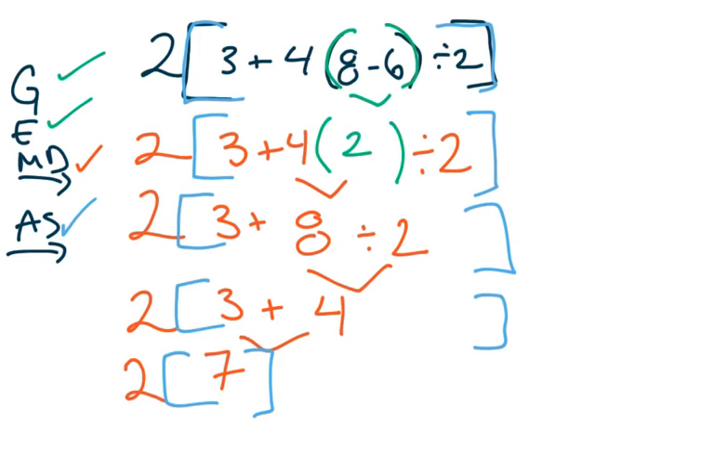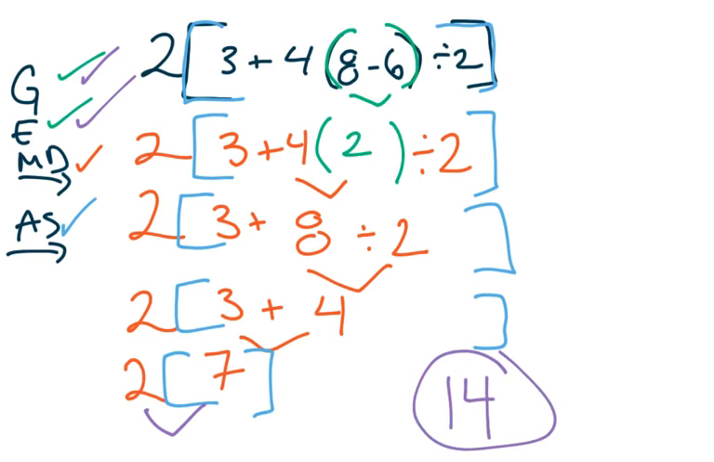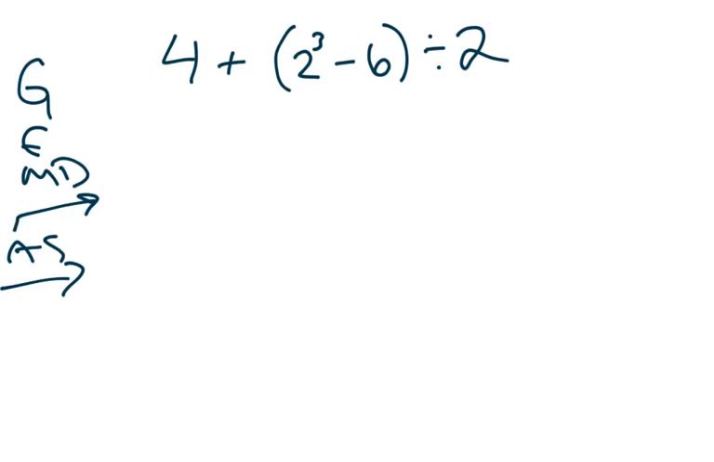Are there any groupings? I'm going to say no, because there's no parentheses or brackets that have more than one number. Are there any exponents? No. Is there any multiplying and dividing? Yes. 2 times 7 right here is 14. And I can end it there because I'm down to one number. Let's try a few more real quick.